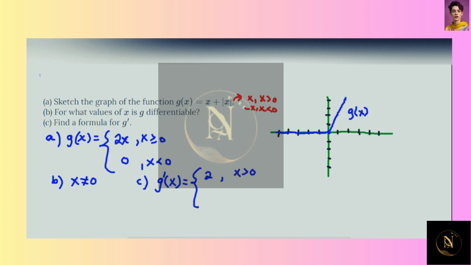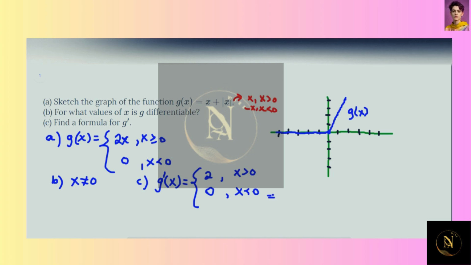Thus, the derivative function is equal to 2. And then over here, the slopes of all the tangent lines are 0 because it's a horizontal line. So g prime of x is 0 for x less than 0. And then we recall that x cannot be 0. It's not differentiable at x equals 0. So we don't include that in our domain for the g prime of x function. And this is exactly the formula for g prime of x.